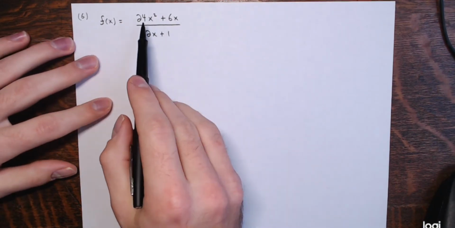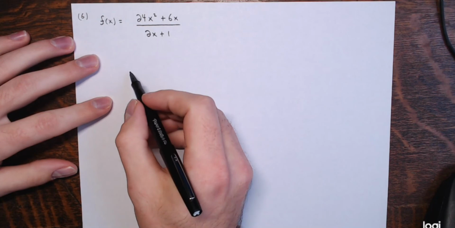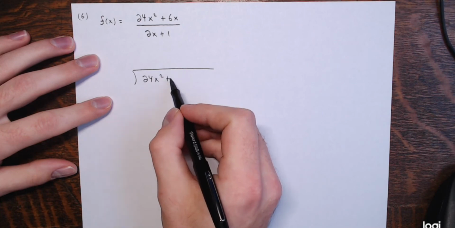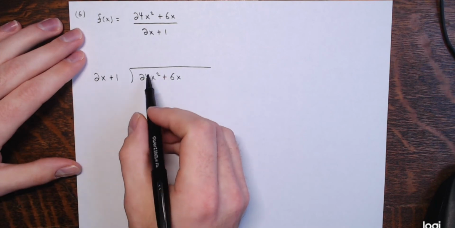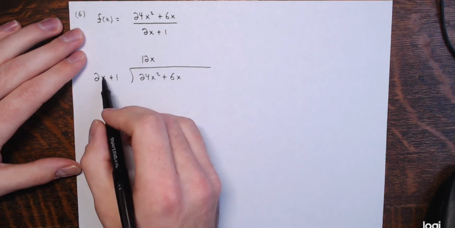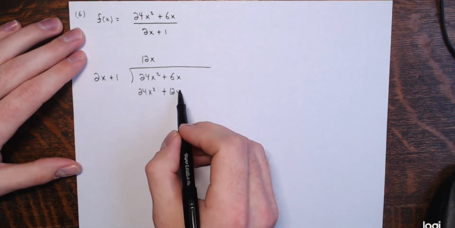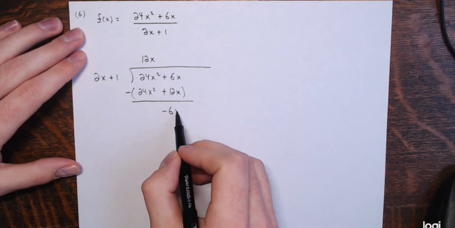All right, example 6. So I have a degree 2 in the numerator and a degree 1 in the denominator. So I've got to divide. Right, so you can do the long division. We're taking 24x squared plus 6x and dividing by 2x plus 1. The lead term in the quotient would be 12x. And then multiply that by the divisor. You get 24x squared plus 12x. And then we subtract all this from the line above it. 6x minus 12x would be negative 6x.